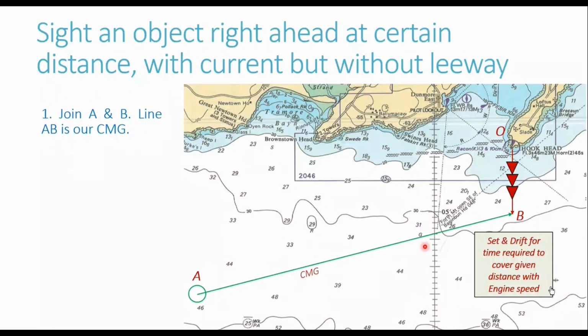So AB is our course made good. Course made good is marked using double arrows, 2 arrows. So let's plot these 2 arrows here. You can see the 2 arrows plotted on the CMG.